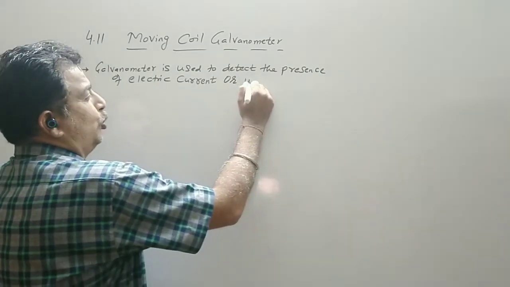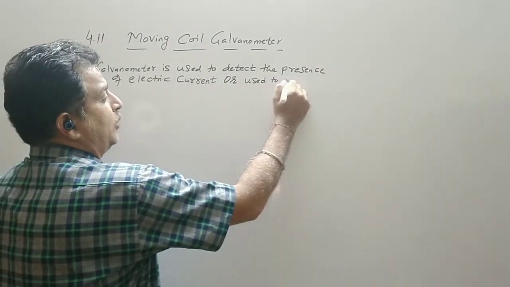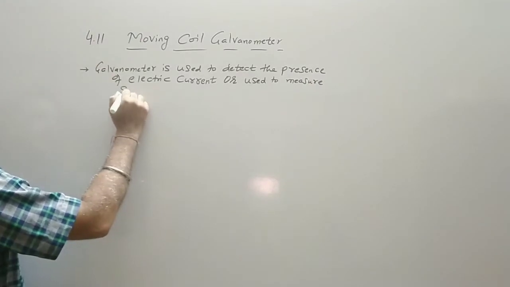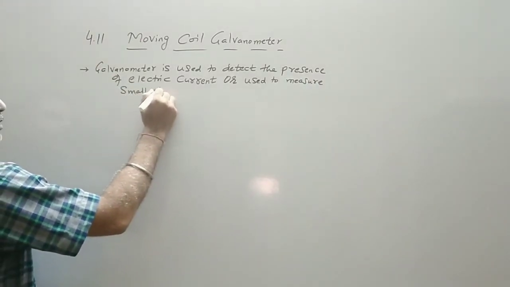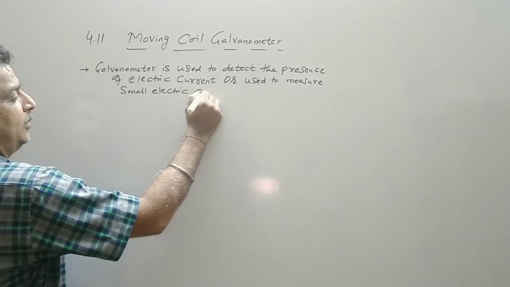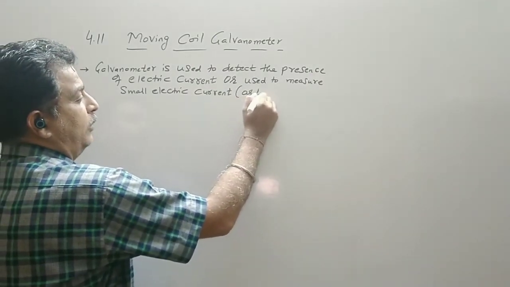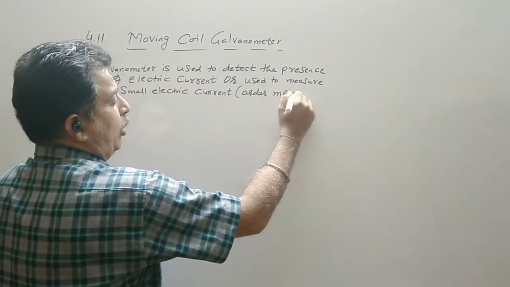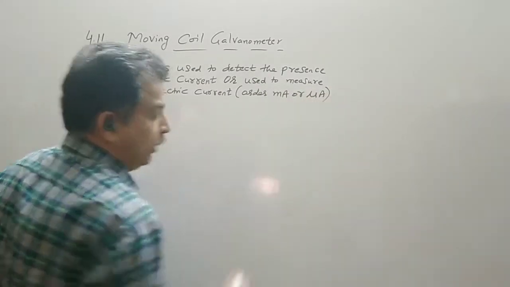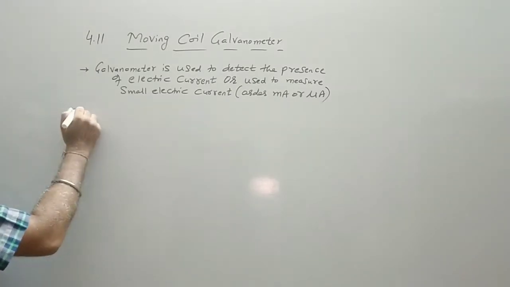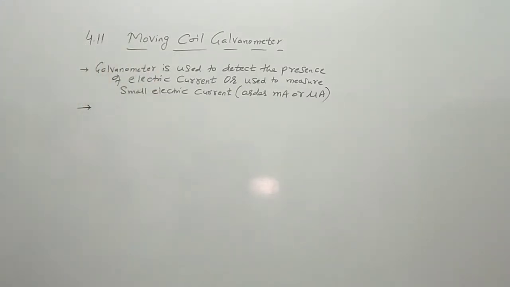It is also used to measure small electric current. When we say a small electric current, it means the order of milliampere or microampere. So 1 ampere, we know, is a very large unit of current. So sometimes we use it to measure a small electric current. So this is the use of a galvanometer.